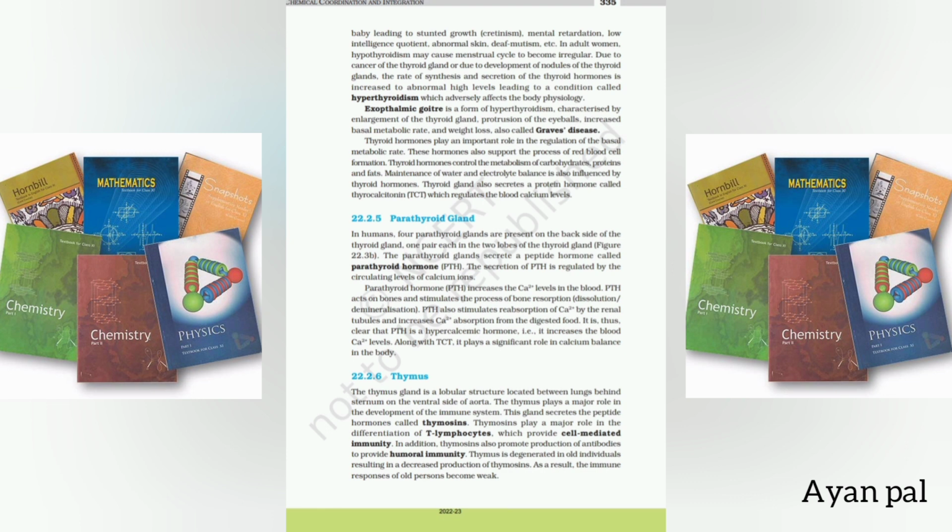PTH acts on bones and stimulates the process of bone resorption, dissolution, demineralization. PTH also stimulates reabsorption of Ca2+ by the renal tubules and increases Ca2+ absorption from the digested food. It is thus clear that PTH is a hypercalcemic hormone. It increases the blood Ca2+ levels along with TCT. It plays a significant role in calcium balance in the body.